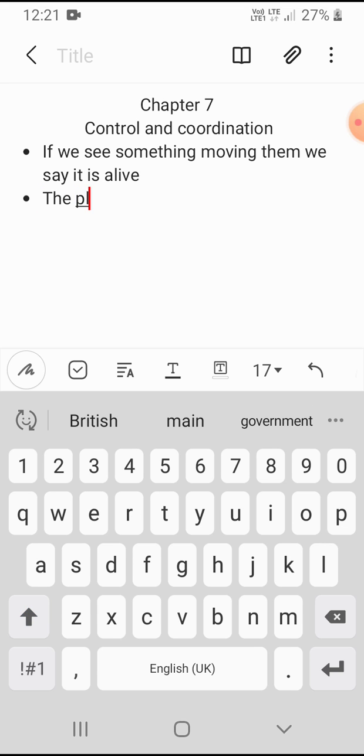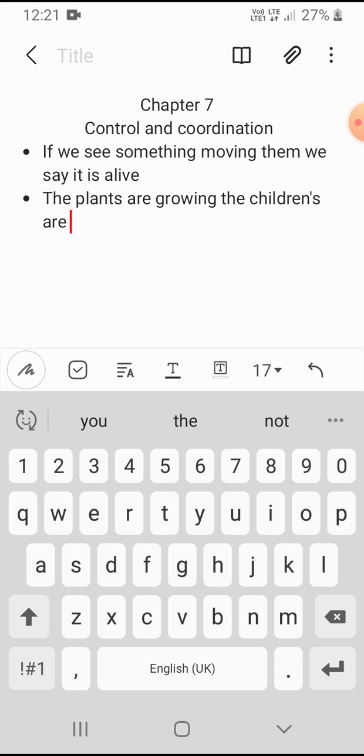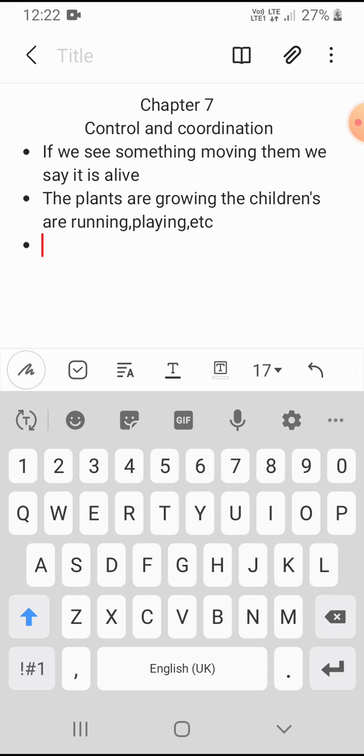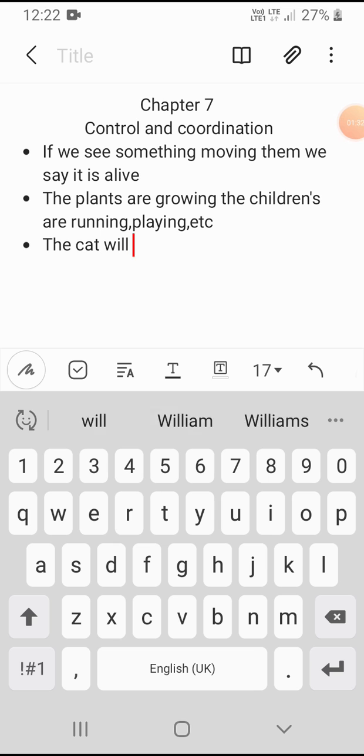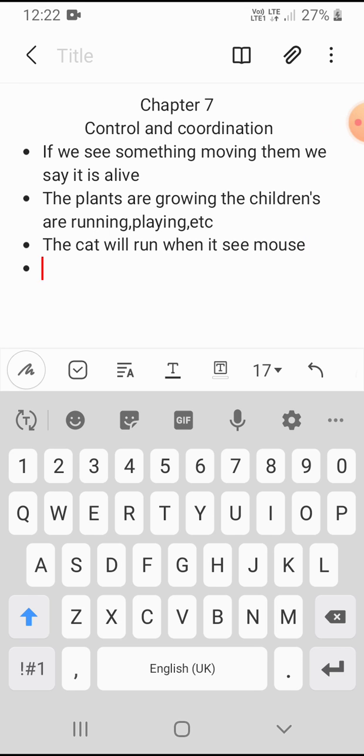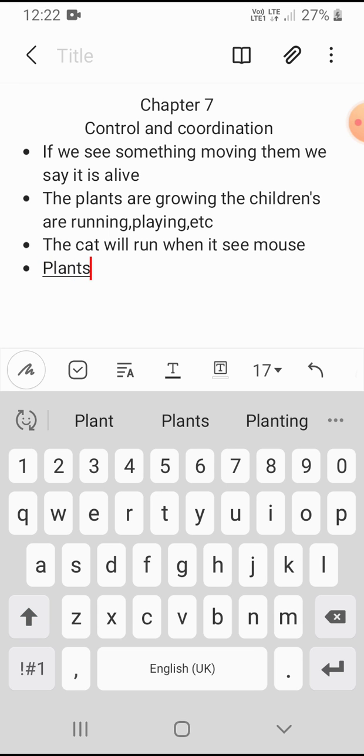The plants are growing. The children are running, playing, etc. all are doing. The cat will run when it sees a mouse. It runs. And the plants grow when the sun shines.